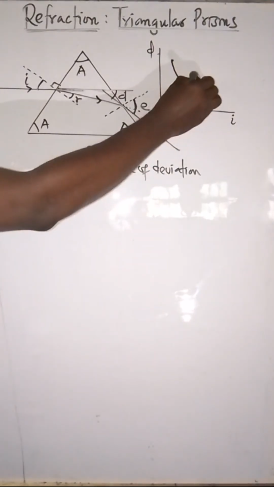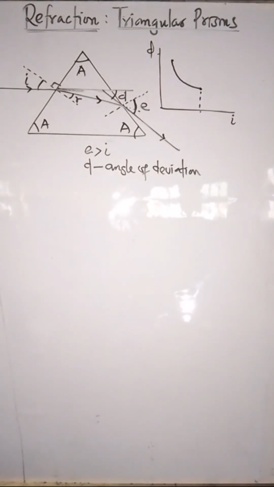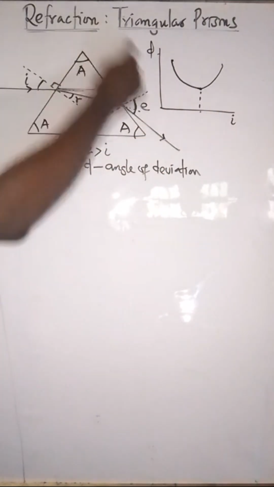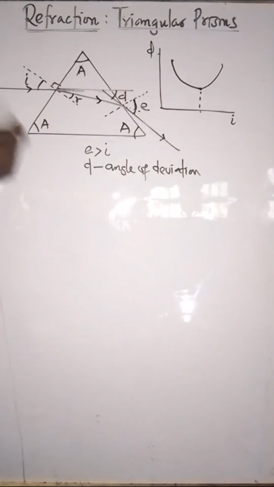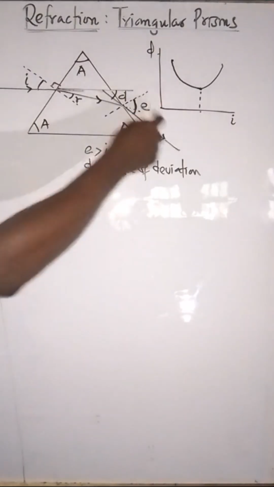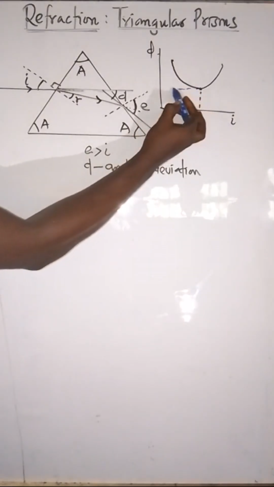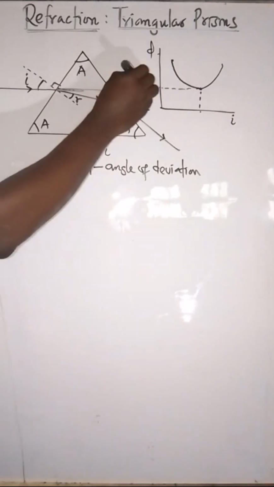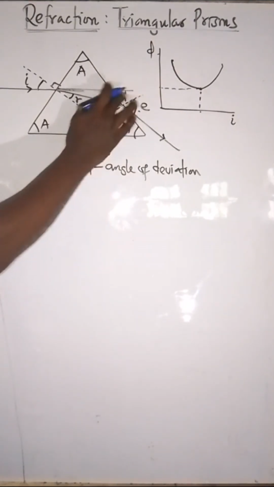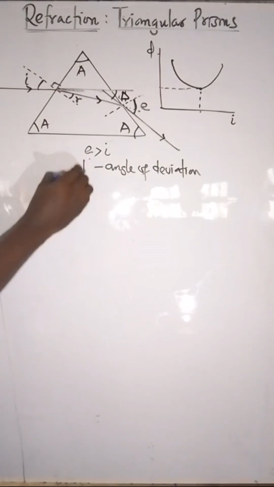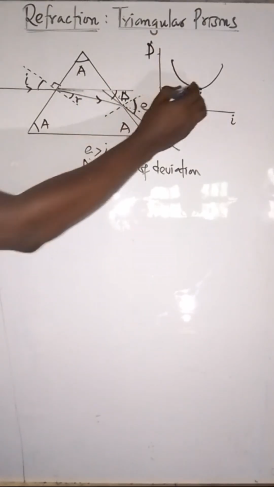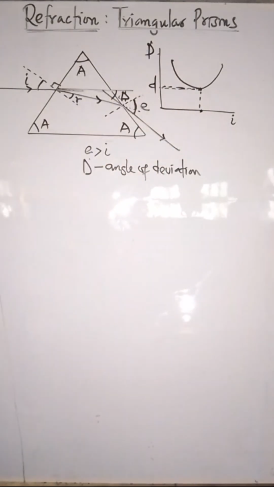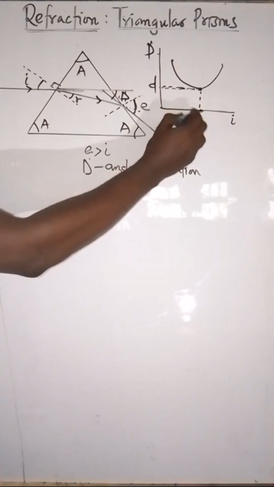When I get to a certain point, the angle of deviation will stop decreasing and start increasing. So the angle of deviation initially falls as I is increasing. If you continue to increase the value of I, the angle of deviation will start increasing back. So at this point, the angle of deviation is minimum. This is what we call the angle of minimum deviation. Let's call the angle of deviation capital D in general. Then the angle of minimum deviation, let's call it small d.